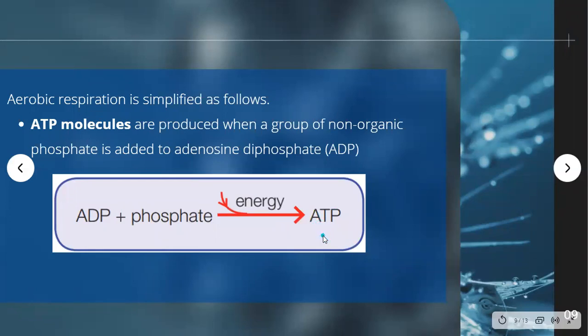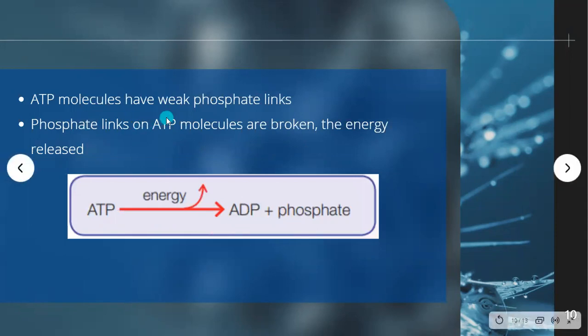So how is ATP going to provide us energy? ATP has weak phosphate links. Remember I told you that ATP has three phosphates, adenosine triphosphate. Between all these phosphate groups, there are weak links. When the links are weak, they are going to be broken easily, and then energy will be released when the phosphate link is broken. So ATP will form back to ADP plus phosphate, and this process releases energy. This is how ATP releases energy.